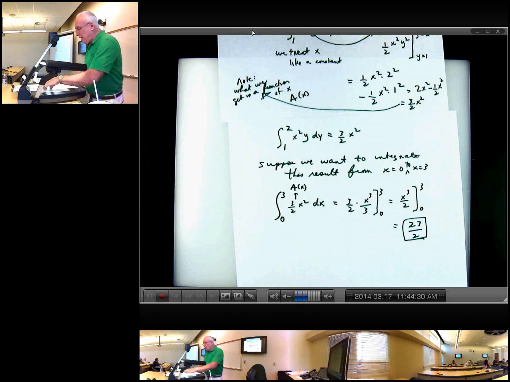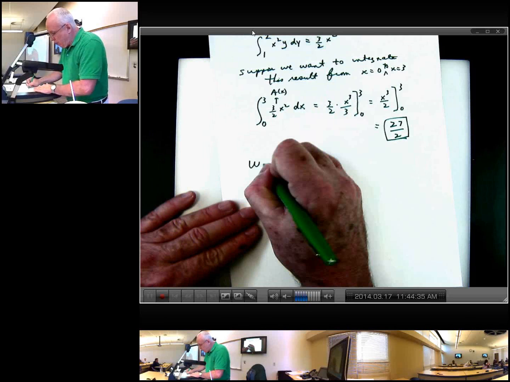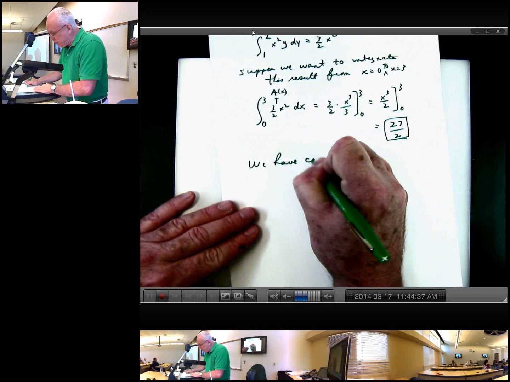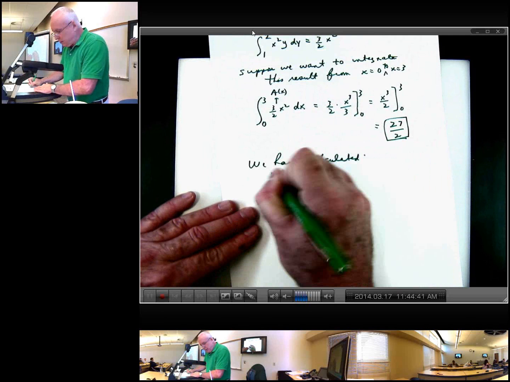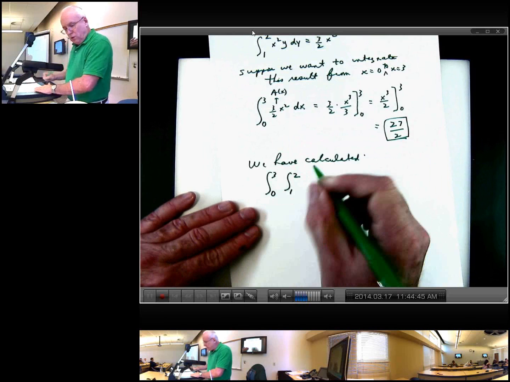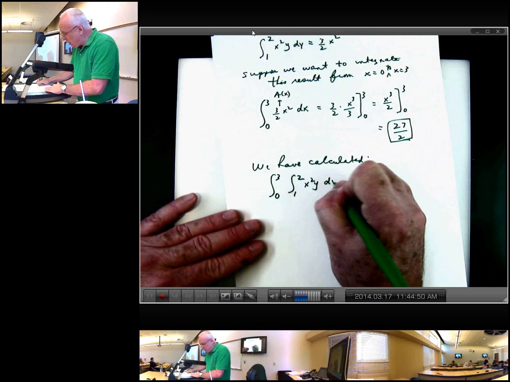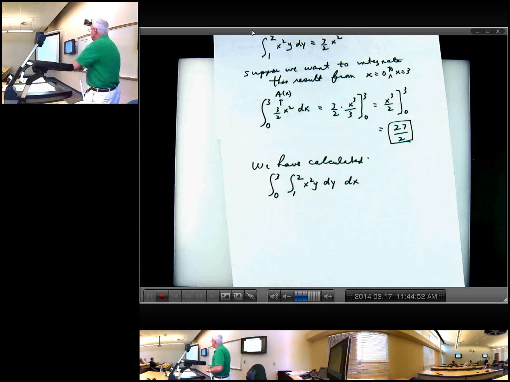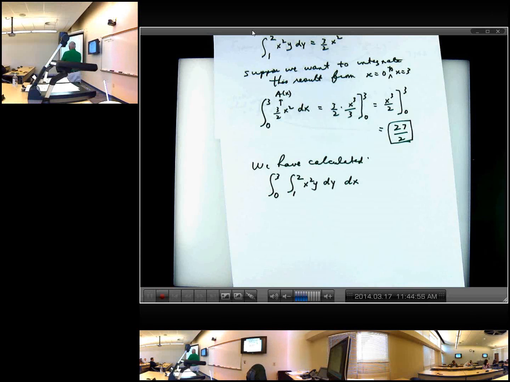So what we have done here in this process, we have calculated this. A double integral, the outer one from 0 to 3, the inner one from 1 to 2, x squared y dy dx. This is what we have done. We just did it in 2 parts. This is called an iterated integral. Iterated.